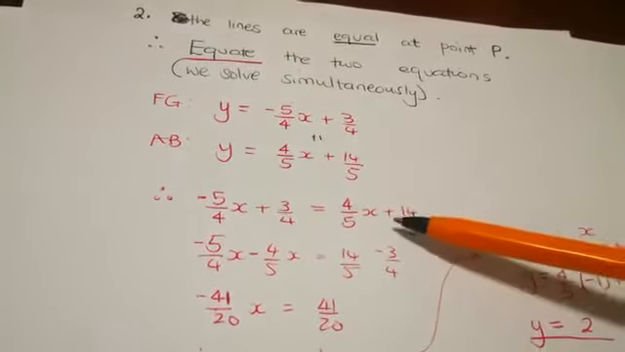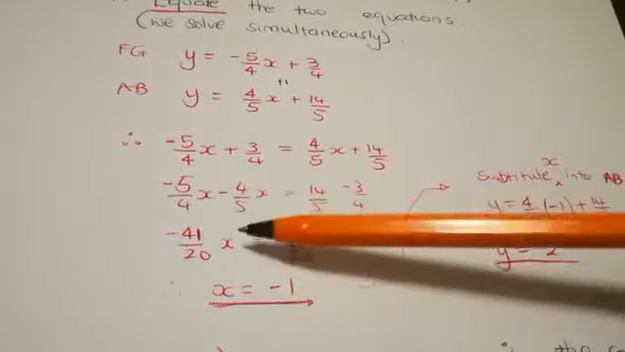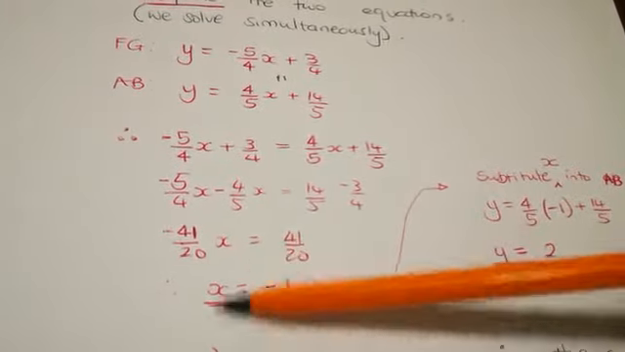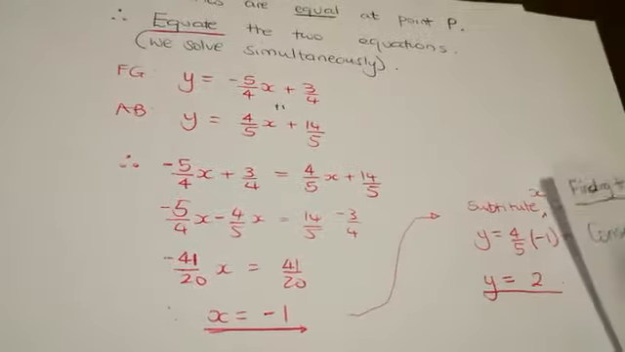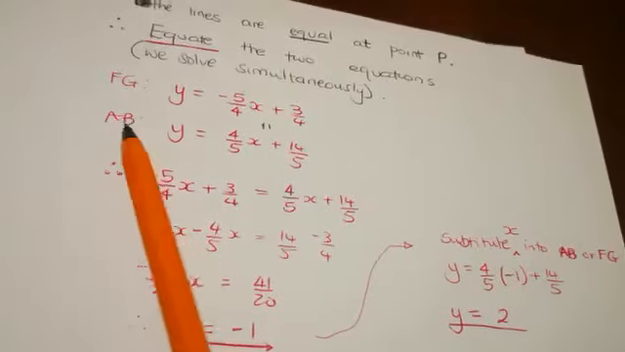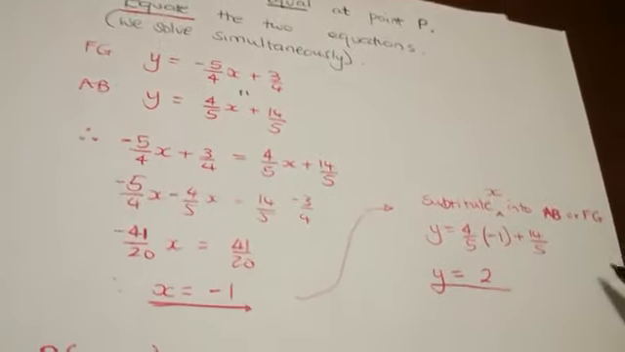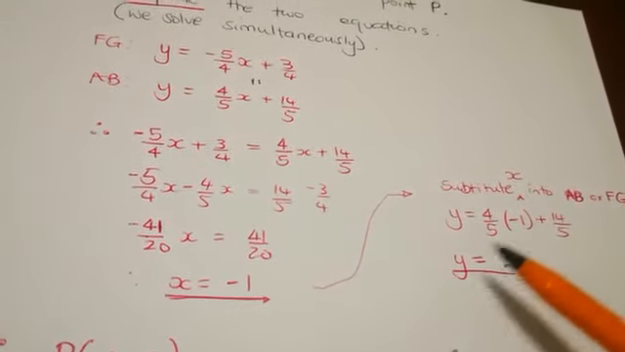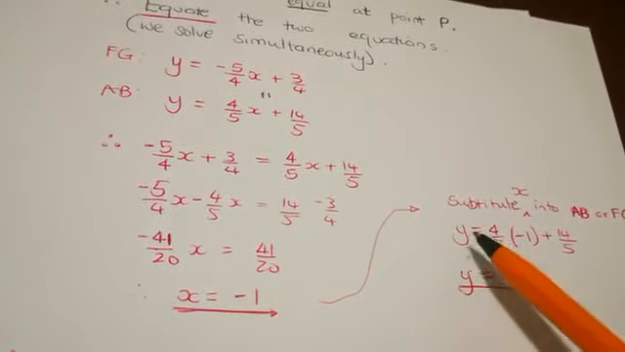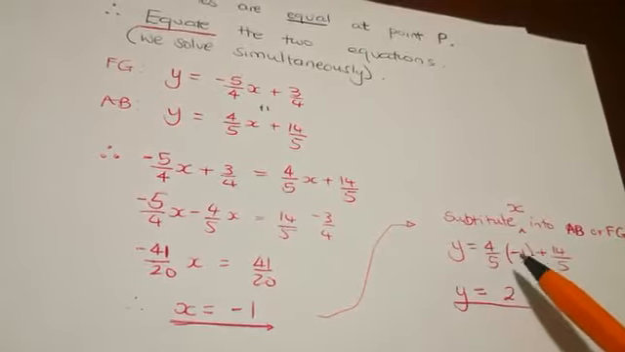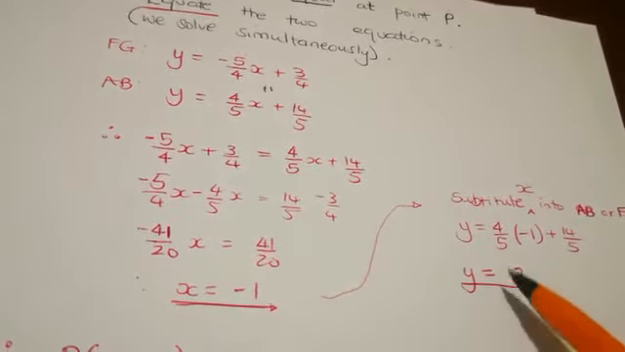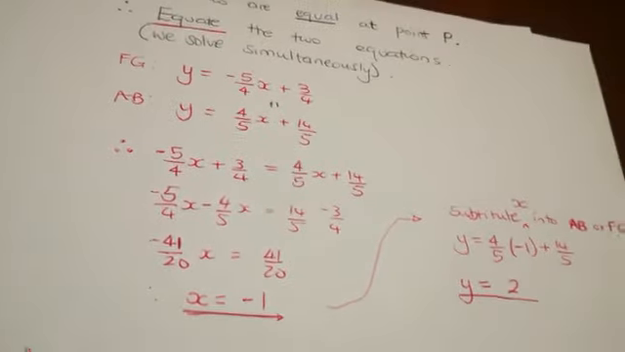So this is equal to that, and then say letters on one side, numbers on the other side, and then it gives us x, which is equal to -1. Then you substitute the x value that you have found in either the equation of AB or the equation of FG, which is what I have done here. I used AB, substituted in AB, and then it gave 4/5 times -1 plus 14/5, which gave me y, which is equal to 2.